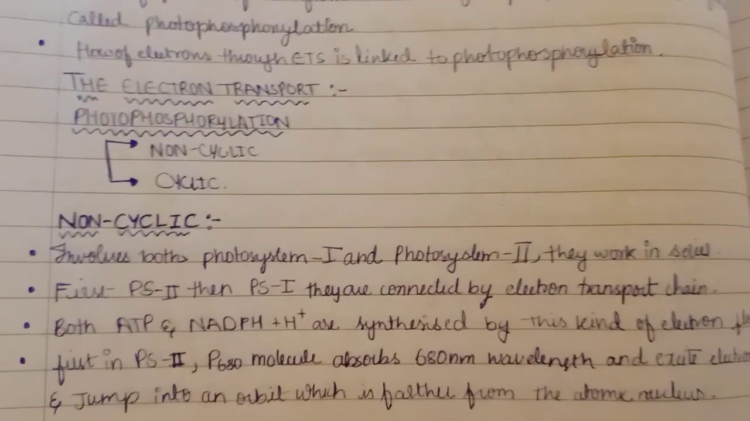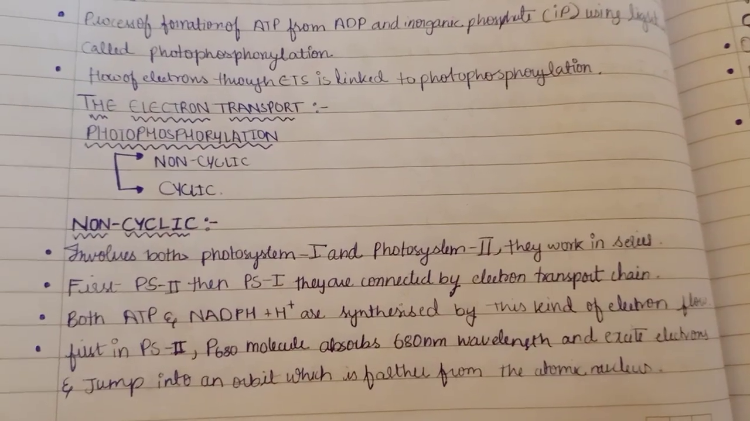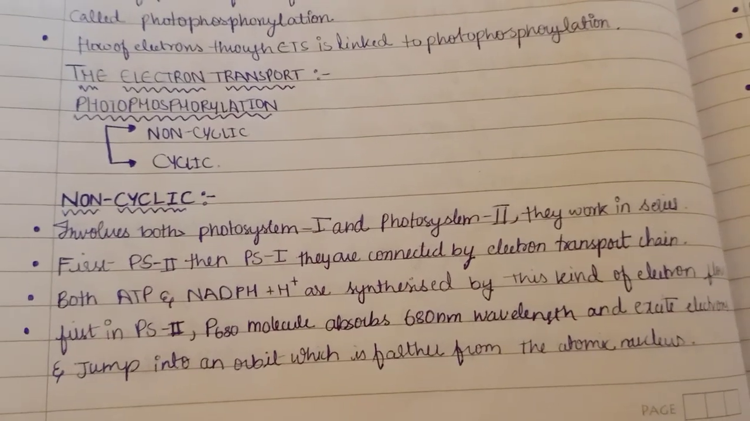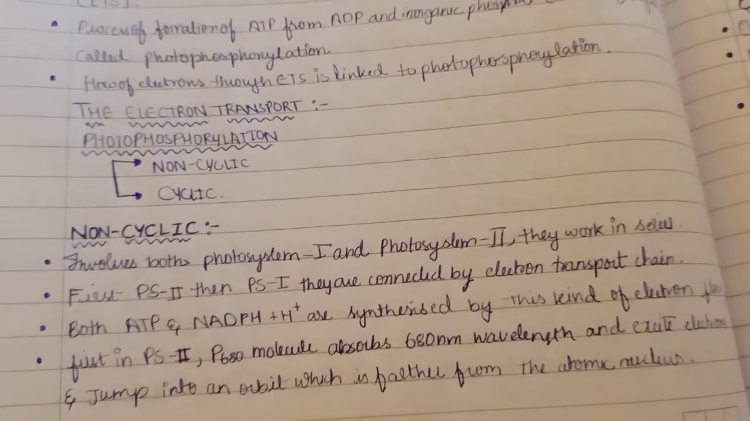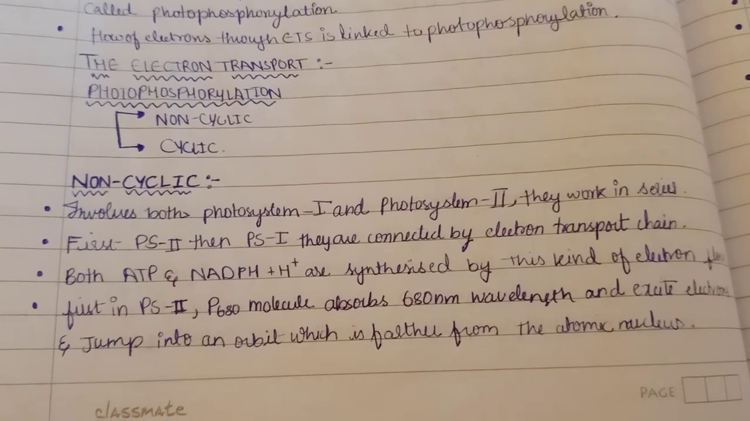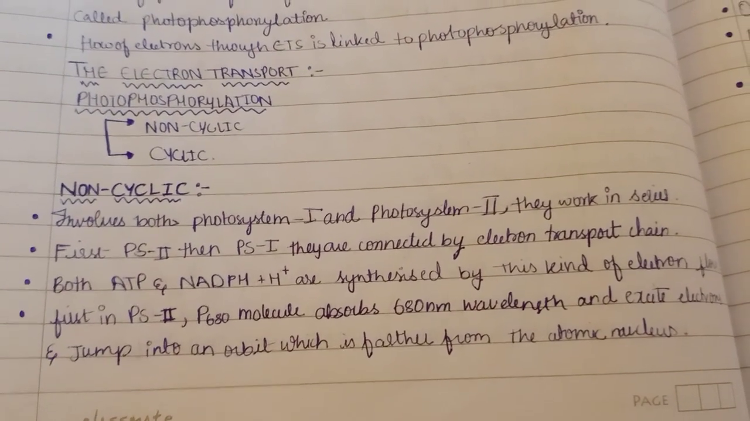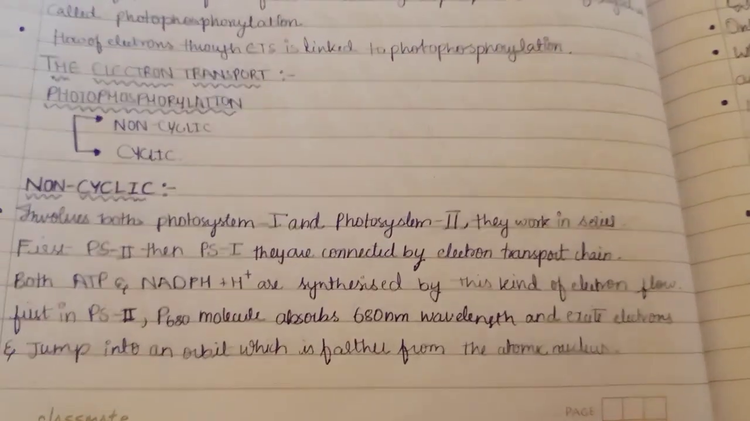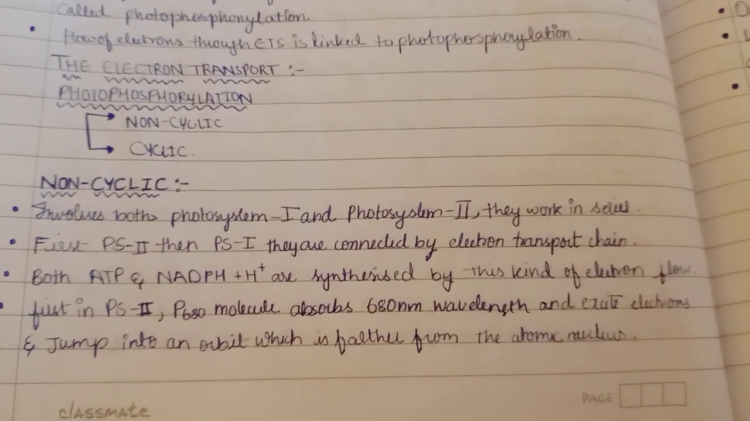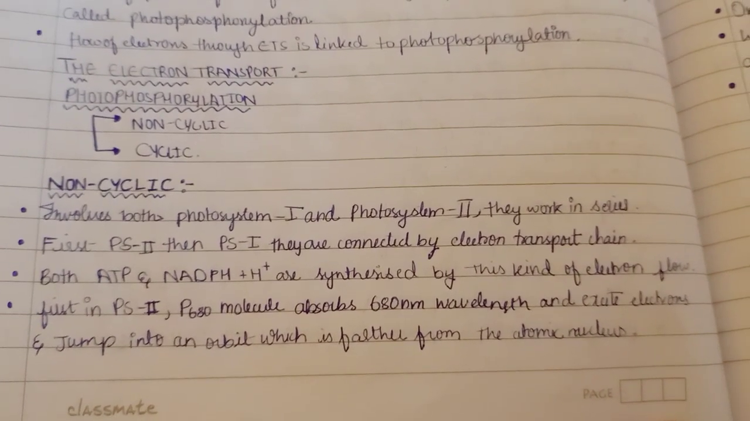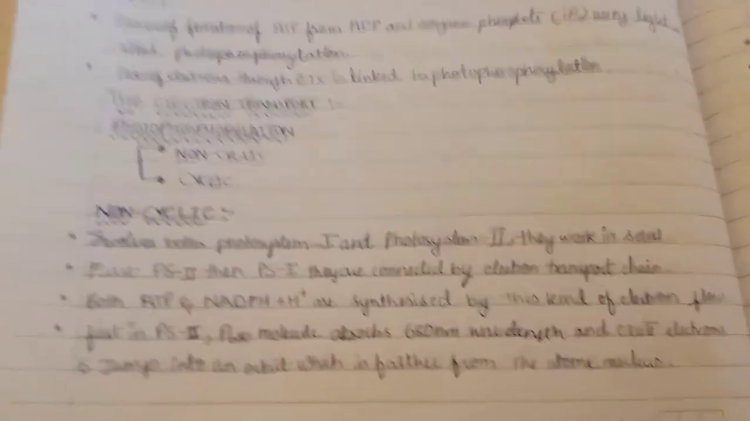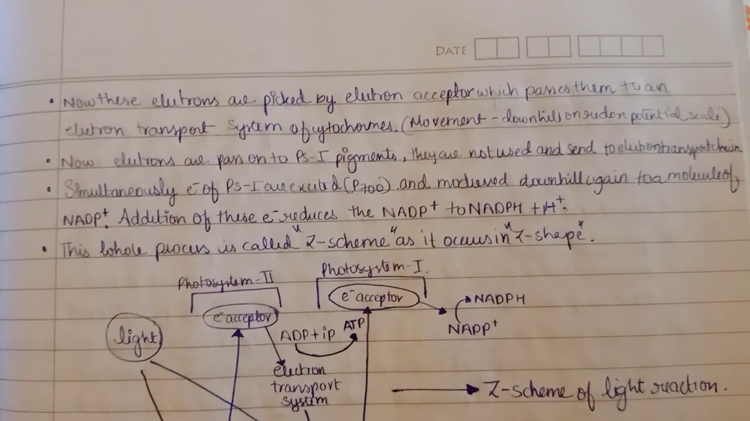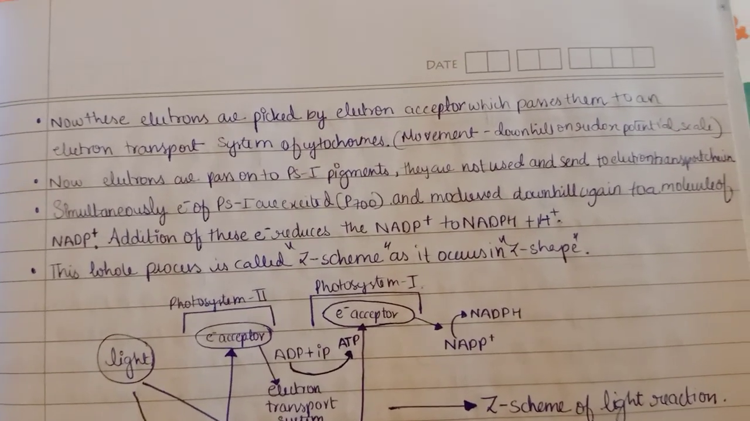First is non-cyclic. It involves both photosystem 1 and photosystem 2. They work in series, first PS2, then PS1. They are connected by an electron transport chain. Both ATP and NADPH plus H plus ion are synthesized by this kind of electron flow. First in PS2, P680 molecules absorb 680 nanometer wavelength and excite electrons, which jump out of orbit and away from the atomic nucleus. Now these electrons are picked up by an electron acceptor, which passes them to an electron transport system of cytochromes.